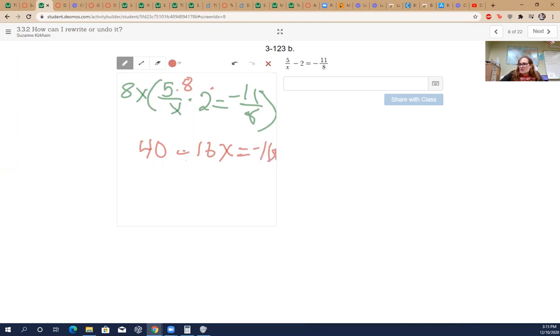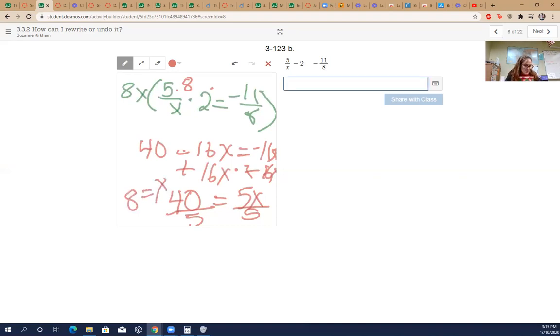All right, combine like terms. We're going to add 16x to both sides. Negative 11 plus 16 is 5. So we've got 5x equals 40. Divide both sides by 5, and x equals 8. That's what we type right here. X equals 8. All right, last page.